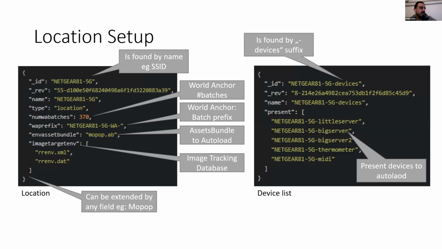The location setup is pretty simple, more or less. We have a main location document over here. We can add stuff like tracking information if you want to use Vuforia tracking, and we can add some names. And on the right hand side, we see the list of devices, which in that case is a simple list, which is also downloaded at runtime.